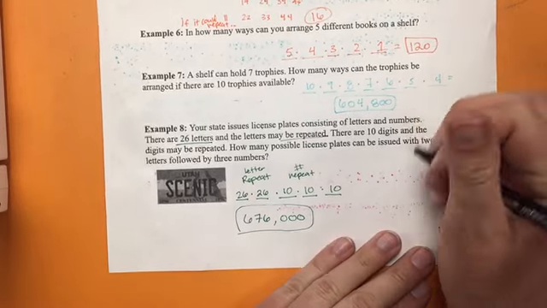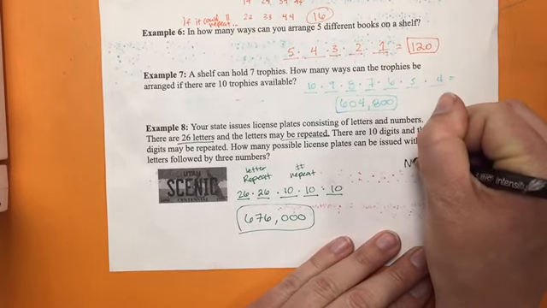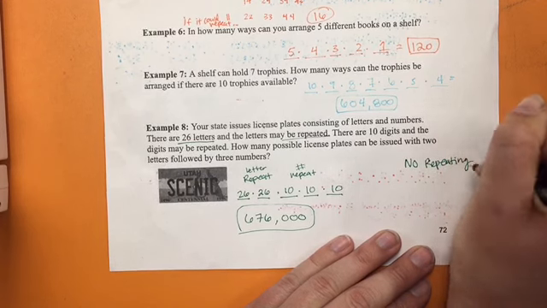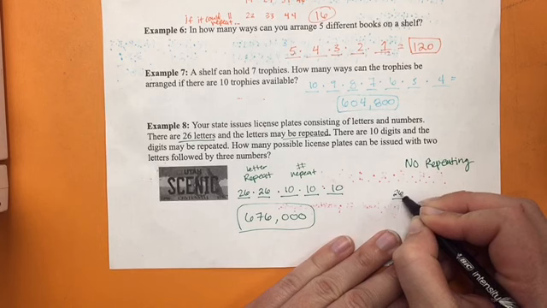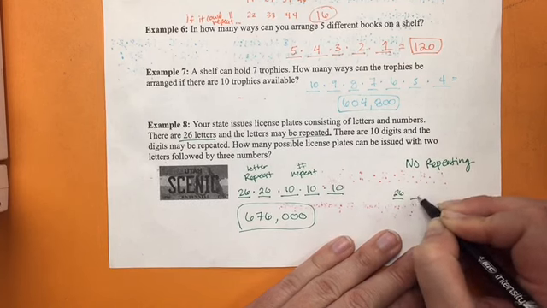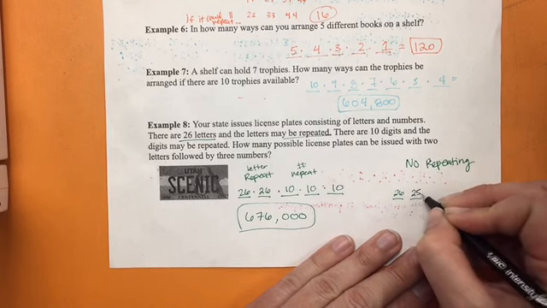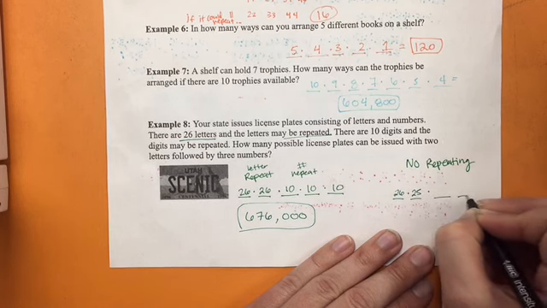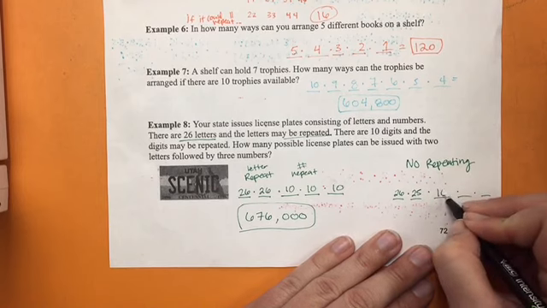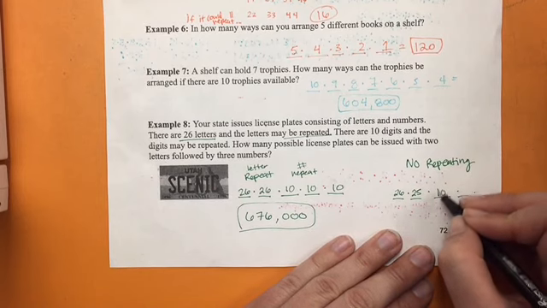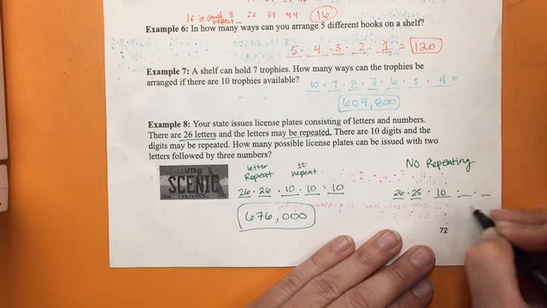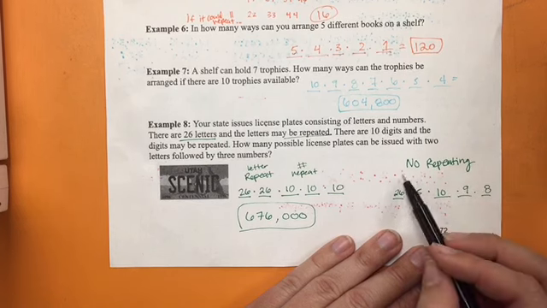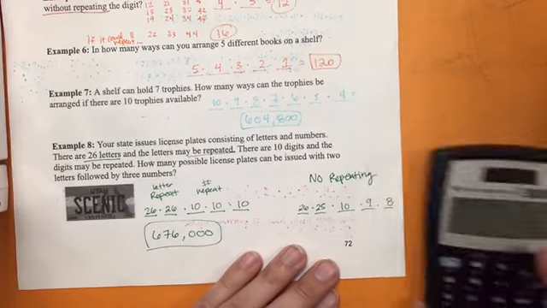If it said do not repeat, or no repeating, then that 26 would be fine, but the next one, if it could not repeat a letter, it would go down to 25 because I've used one of the letters already. Same thing with the numbers. If I'd used one of the numbers and I couldn't repeat it, I can only pick from 9 numbers now. And then I could only pick from 8 numbers if it's not allowed to repeat.